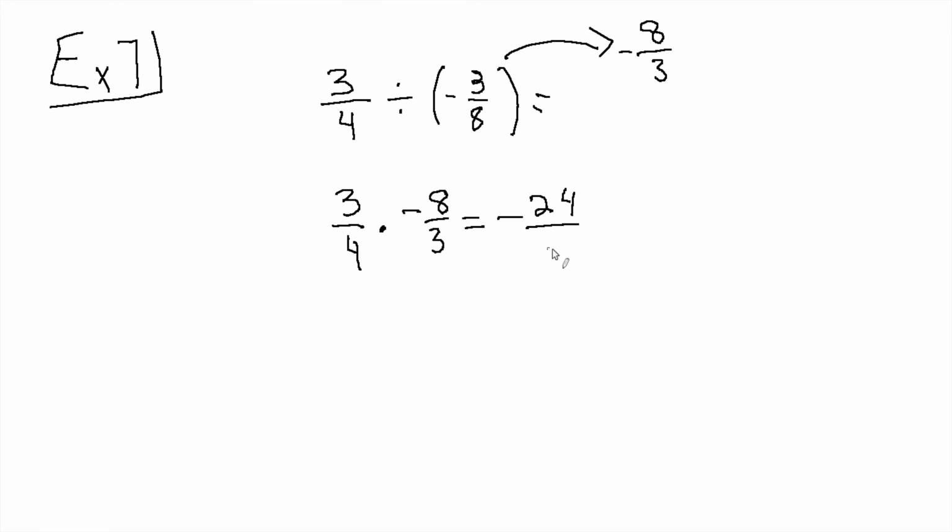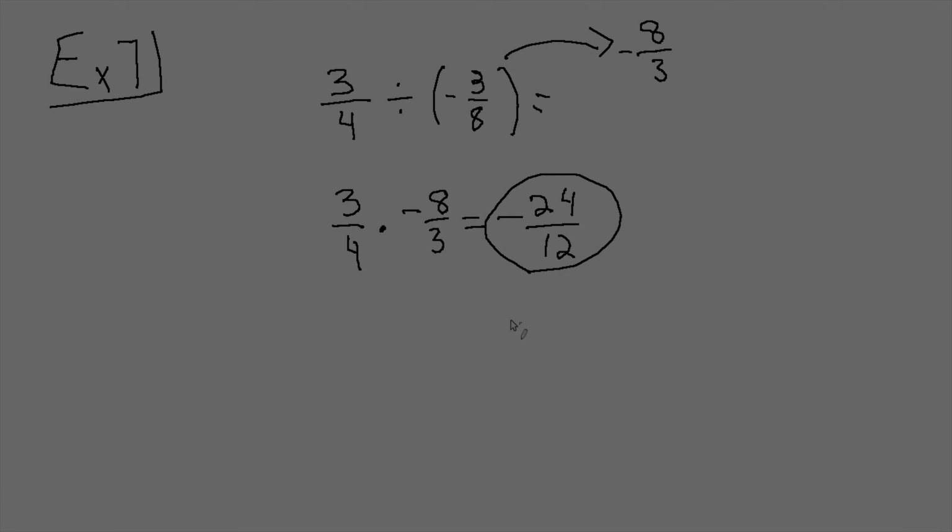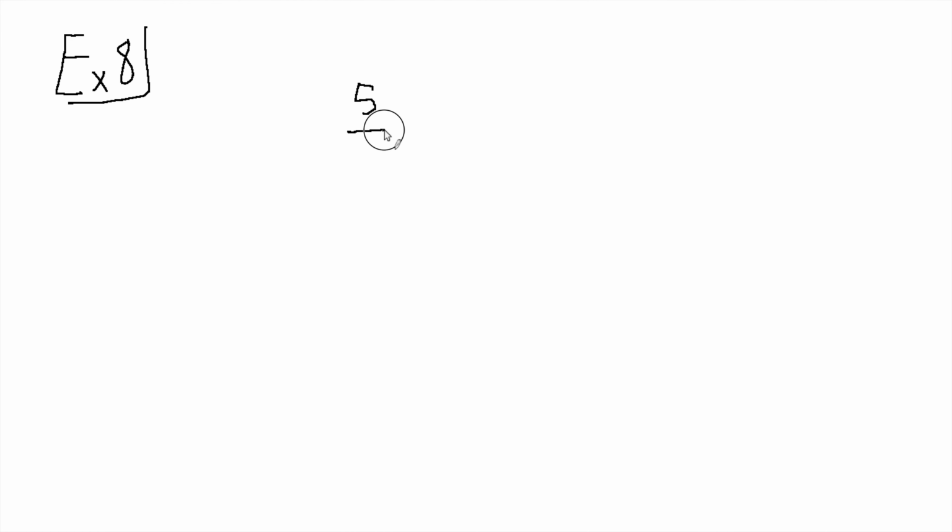Multiply the tops together, 8 and 3, you get negative 24. Then multiply by the bottom, you get 12. 3 times 4 is 12. And that is your answer, negative 24 over 12. We'll go with example number 8. Say we have negative 5 over 10 divided by negative 8 over 5.